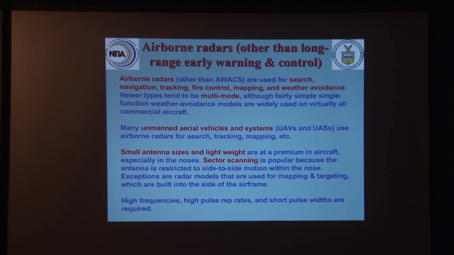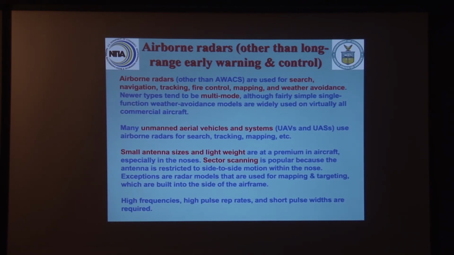These are airborne radars other than the long-range early warning and control. They are used for a lot of functions: navigation, tracking, fire control, mapping, weather avoidance. Typically, these are multi-mode, but commercial airliners always carry basically a single-function model on board up in the nose, and it is a weather avoidance radar. I've operated these, and they produce a really nice weather display.